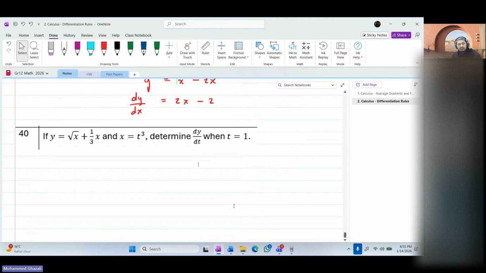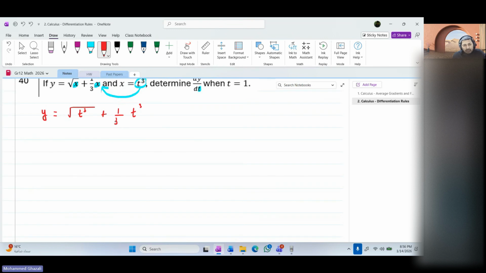Right, so the last question is, if y equals square root of x plus 1 over 3x and x equals t cubed, determine dy dt. We don't want to find dy dx, we want to find dy dt. So what is y? Y is all this. And now we know x is equal to t cubed. So take t cubed and put it in the place of x. So we say y is equal to square root of t cubed plus 1 over 3 t cubed, replacing the x with t.